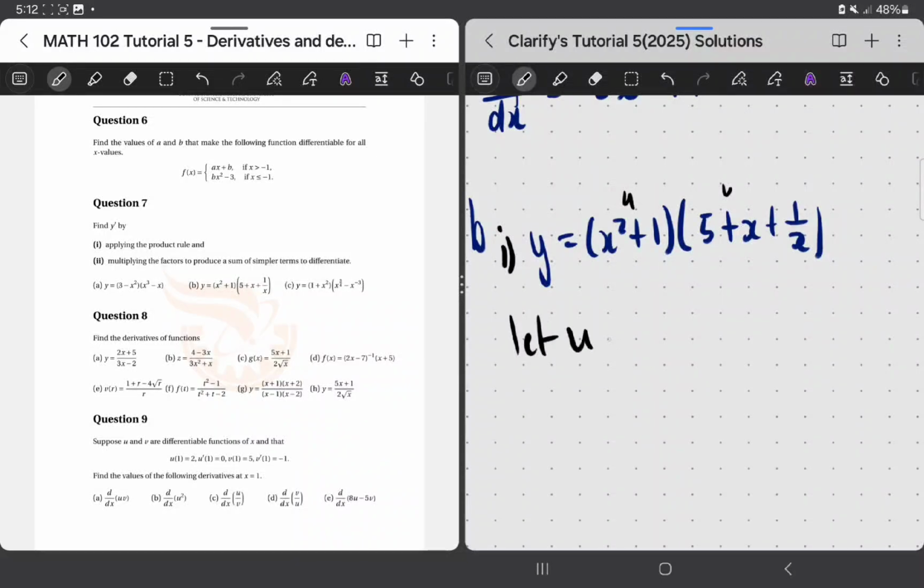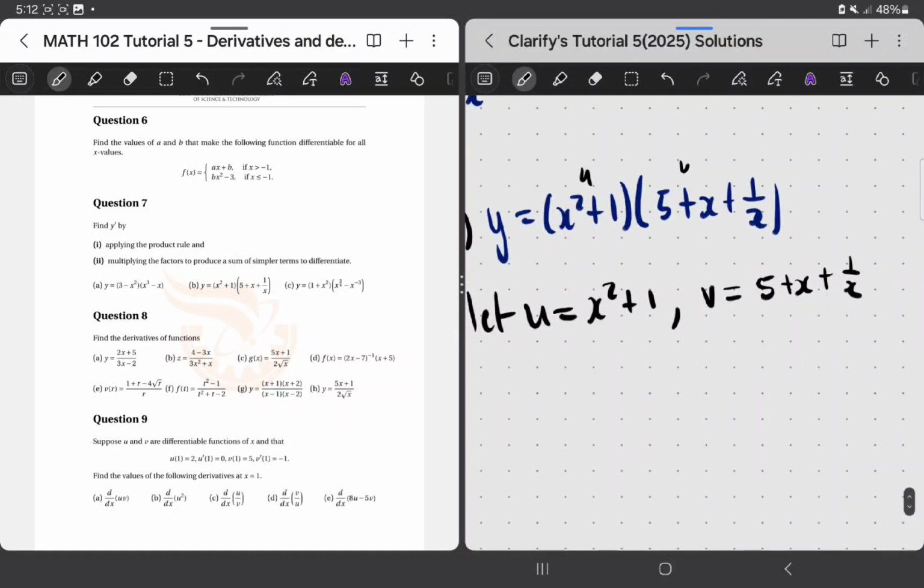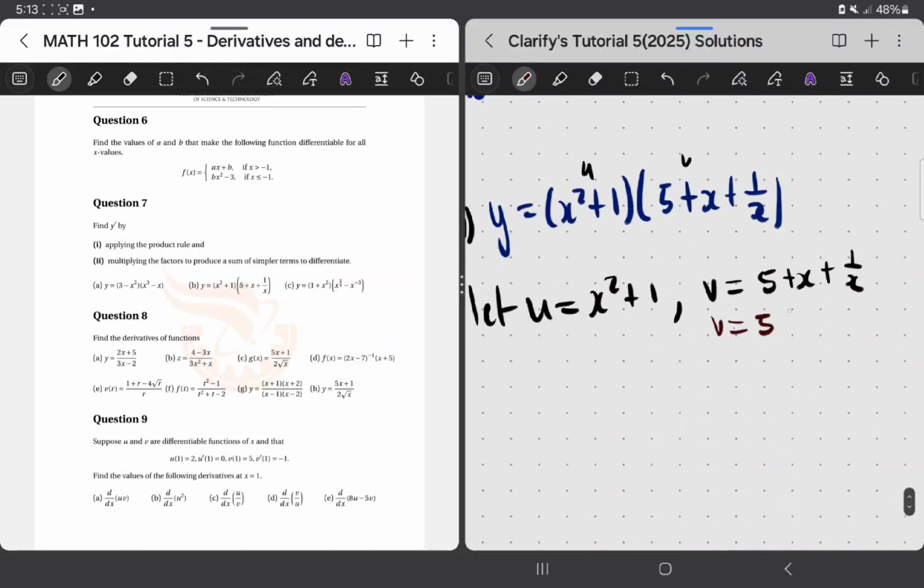So you say let u be equal to x squared plus 1 and v be equal to 5 plus x plus 1 over x, which is the second part. Now we know that we're not going to be able to differentiate this 1 over x. So what do we do? We change it. You can say v is equal to 5 plus x plus x to the minus 1. That is what you do, because it was 1 over x to the 1, which means when you take it to the top, it becomes x to the minus 1.